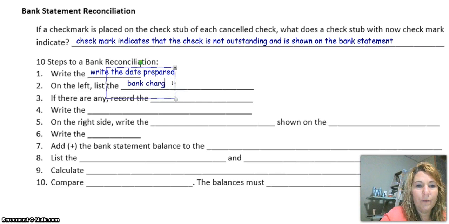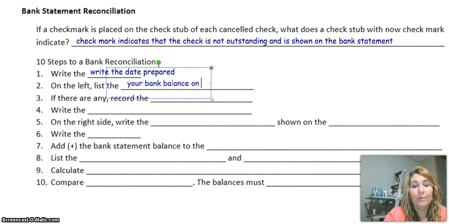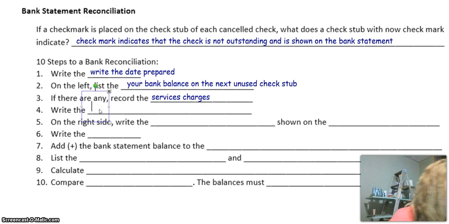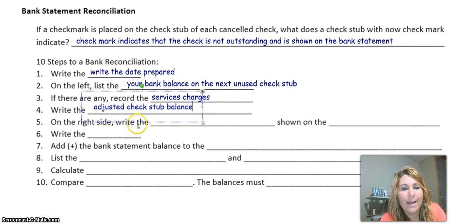Back up here, I got ahead of myself. On the left-hand side, the first thing you're doing, it says balance on check stub number whatever. On the left, you're going to list your balance on the next unused check stub. Then, if there are any, you're going to record any service charges. And then you're going to write your adjusted check stub balance. This will all make sense in a minute when we actually do one together.